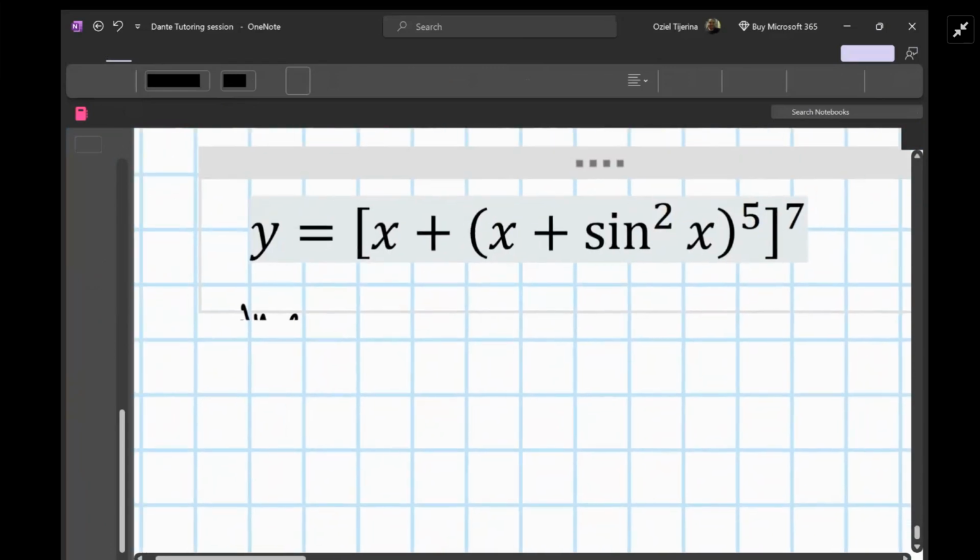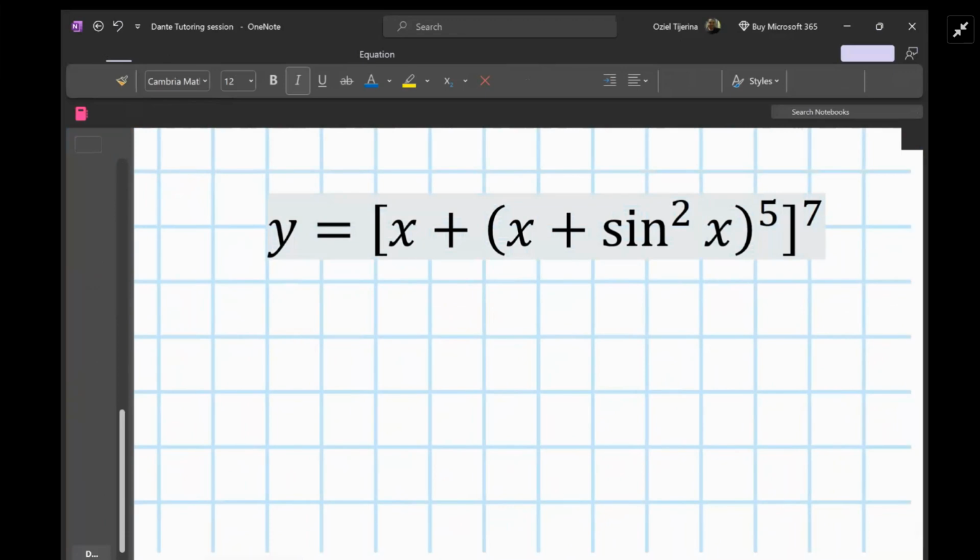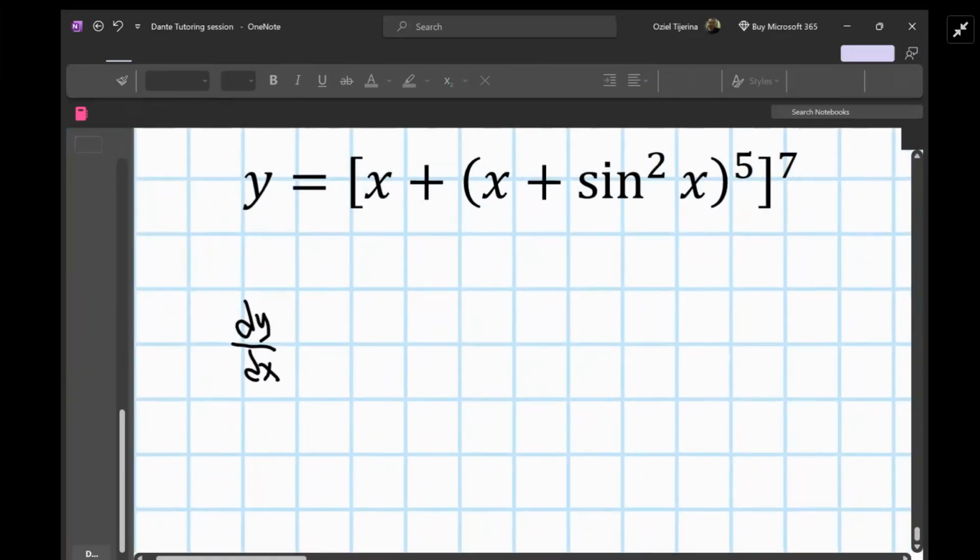So here we have y is equal to x plus the quantity x plus sine squared of x to the fifth, and then all of that is raised to the seventh. And we want to know what is dy dx, in other words, the derivative. Now, there's a few things going on here.